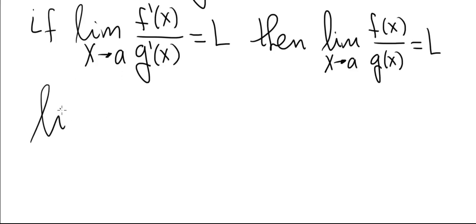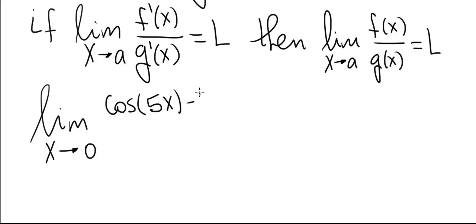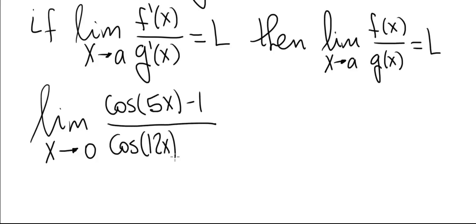So let's apply L'Hopital's rule to solve the following limit: the limit as x approaches 0 of cosine of 5x minus 1 divided by cosine of 12x minus 1. As x approaches 0, both 5x and 12x also approach 0, so the numerator approaches cosine of 0 minus 1, and that's 0. Similarly, the denominator approaches cosine of 0 minus 1, which is also 0.